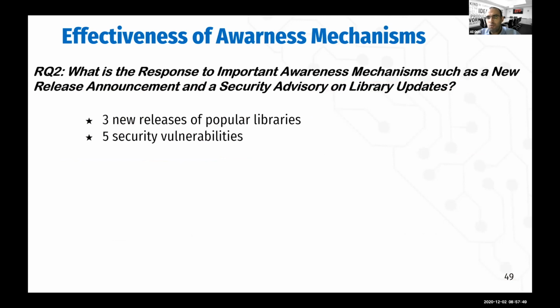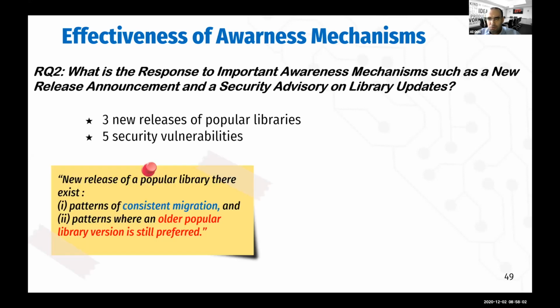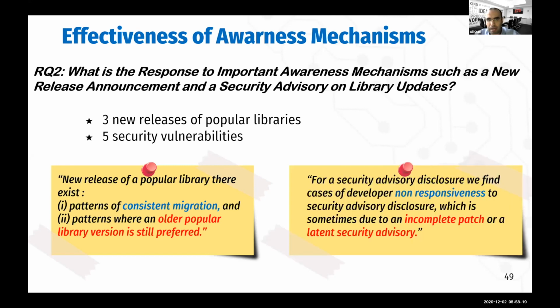So we wanted to further investigate this phenomenon in a second research question, and we wanted to understand to what extent some awareness mechanisms, like an announcement of a new release or a security advisory, have an effect. Sometimes some libraries can have some security problems. We found two patterns with popular libraries. Either there is a consistent migration to a new version, or some preferred library versions are still preferred. They do not want to update. They just want to use an older library.